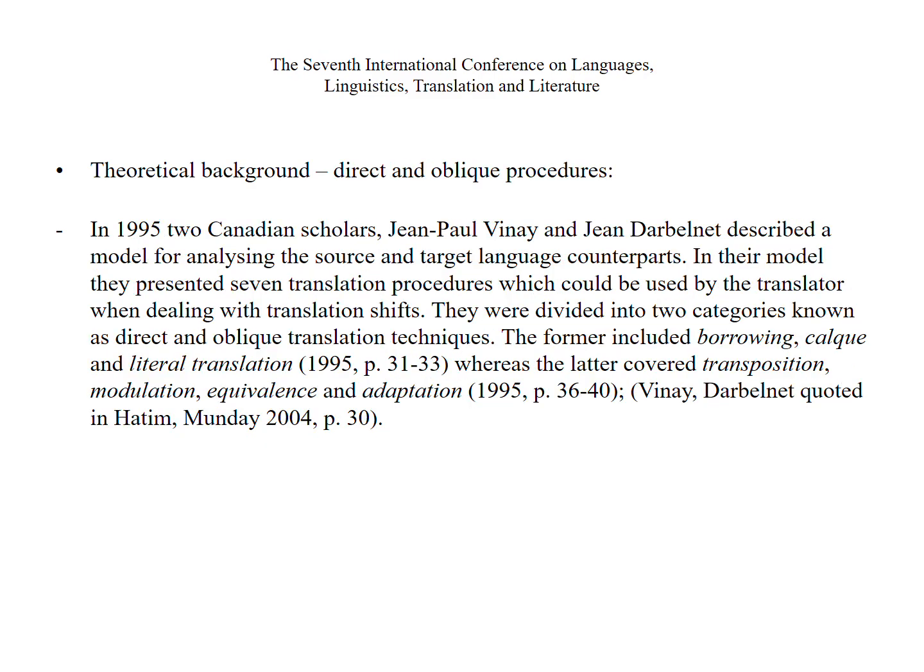Direct and oblique procedures. Those were presented by two Canadian scholars, Jean-Paul Vinay and Jean Darbelnet, in 1995, who divided the procedures into two categories, direct and oblique procedures. Within the group of direct translation procedures, we can identify borrowing, calque, and literal translation, and within the group of oblique translation procedures, there are transposition, modulation, equivalence, and adaptation.